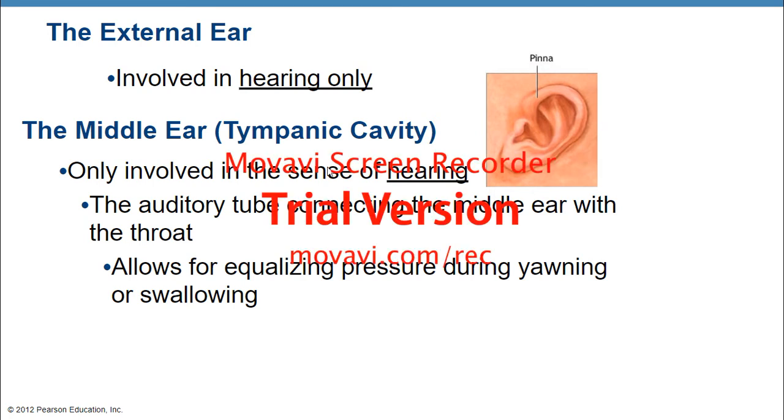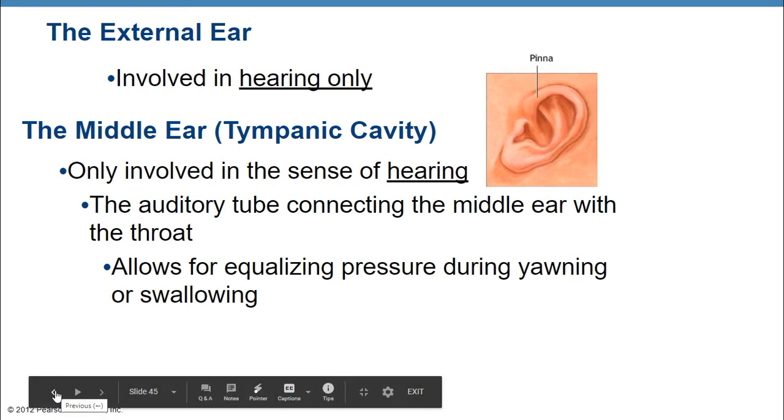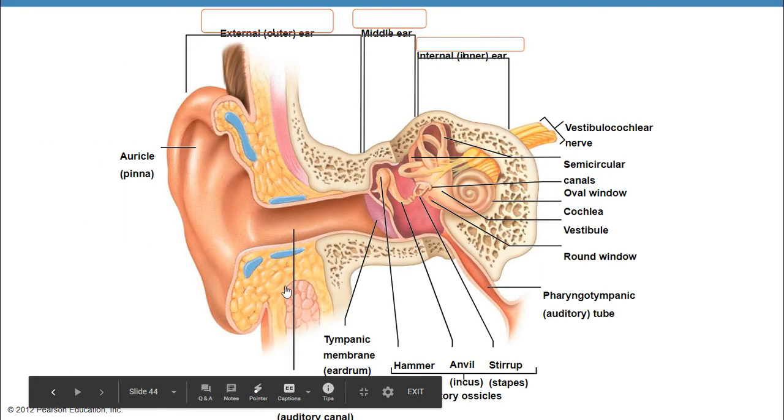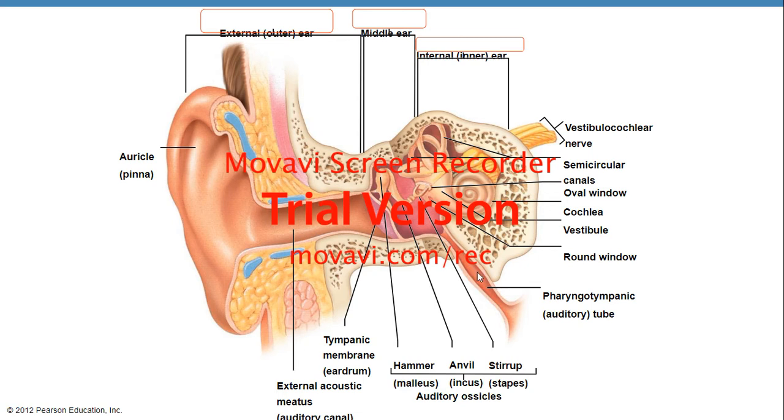And you have the auditory tube connecting the middle ear with the throat. If we go back to the figure, it allows for equalizing pressure during yawning or swallowing. You can see that auditory tube right here, connecting the middle ear to the throat, and that can be used to equalize pressure.